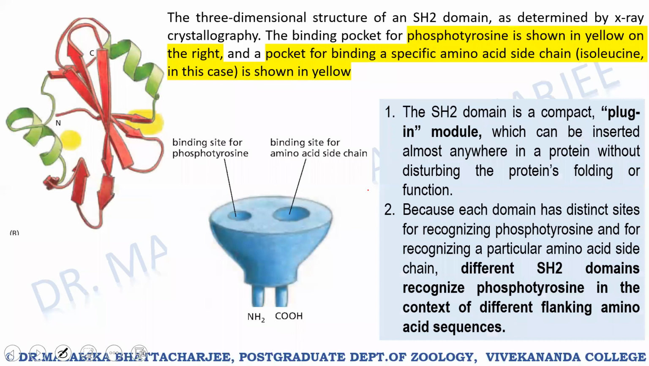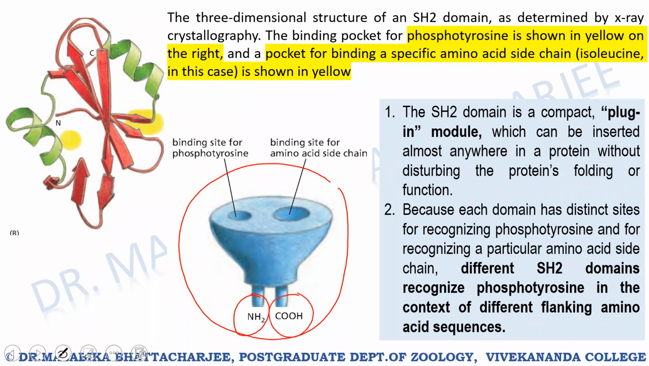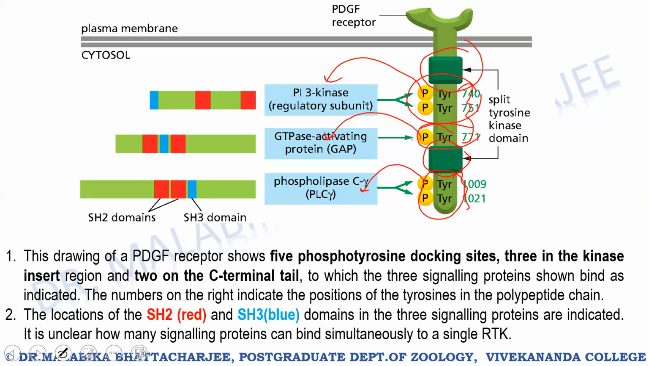This is a very diagrammatic representation of the structure of an SH2 domain. It's just like a plug. So the SH2 domain, remember, is a part of a polypeptide. So there is an amino terminal and a carboxy terminal. And there are two binding sites in this SH2 domain, which is a part of a protein. One binding site is that it can bind with the phosphotyrosine, as we just saw.